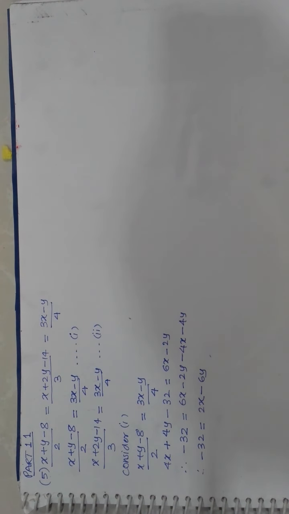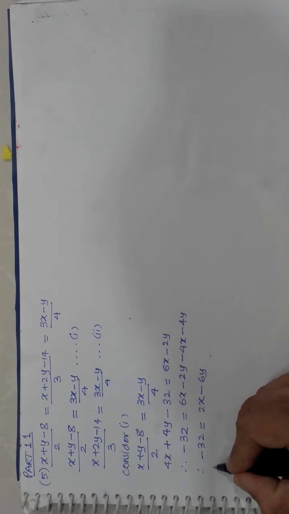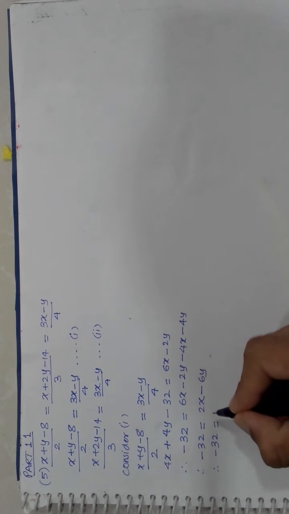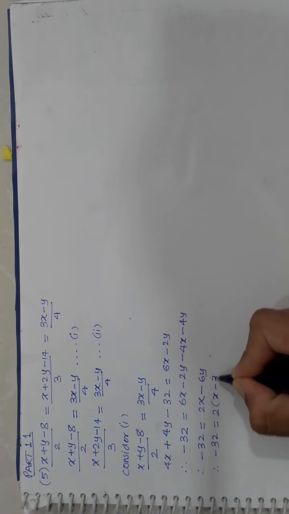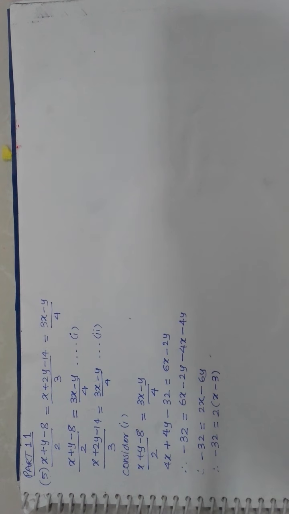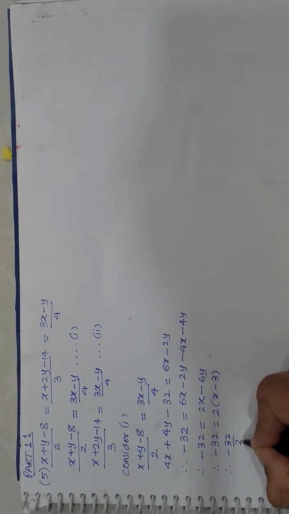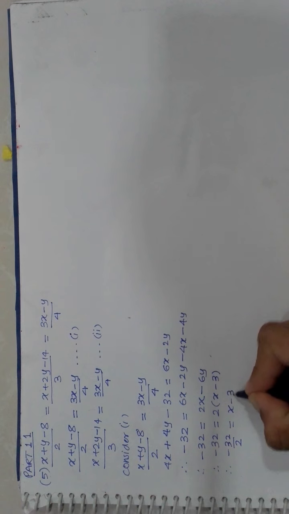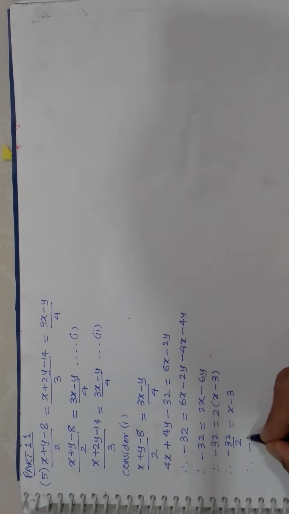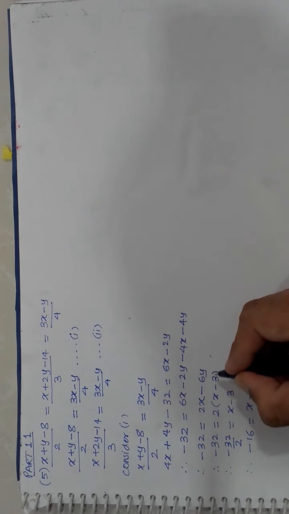So what I am doing now is, I can see here 2, 6 and 32, coefficient as well as constant, all are divisible by 2. So I will take here minus 32 as it is, 2 common, x minus 3. You can divide throughout by 3, but I feel it is better that you take common. So you get here minus 32 by 2 is equal to x minus 3. So here you get minus 16 is equal to x minus 3. Sorry, and y is remaining to write.